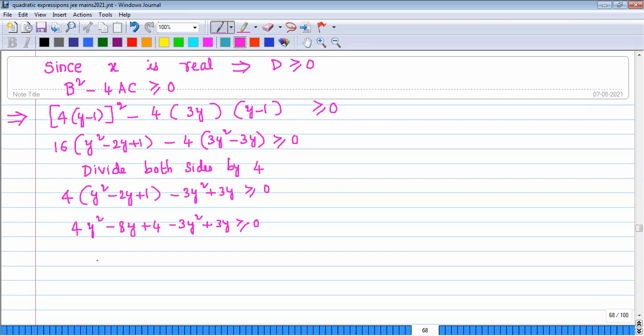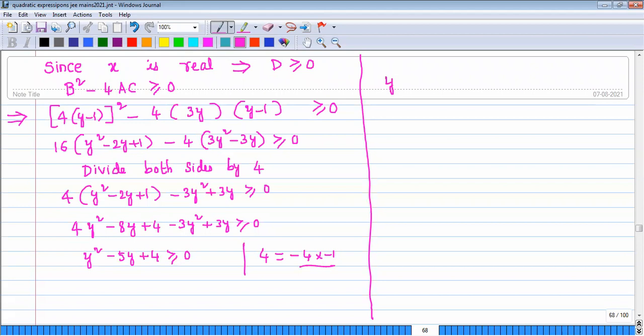4y square minus 3y square, that is y square, minus 8y plus 3y, minus 5y, plus 4 greater than or equal to 0. So now we get a quadratic inequality in terms of y. It needs to be solved now. The factors of 4 we can write as negative 4 into negative 1. If you add these two, you will get negative 5. So the left hand side of this inequality can be factorized.